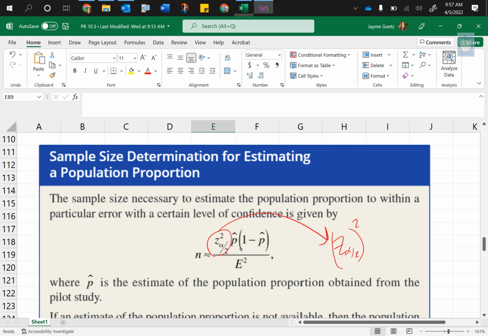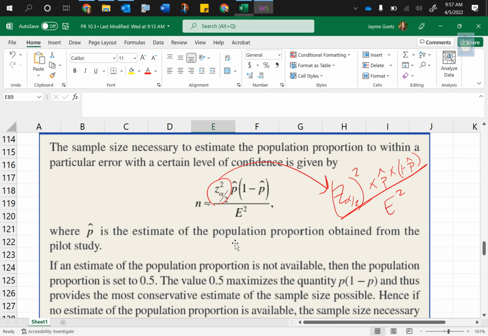Then you're going to multiply it by your p hat. You're going to multiply it by your 1 minus p hat. And you're going to divide it by e squared. What do you think that e stands for? Error, the maximum error that you want. That's how you're going to find the sample size, the minimum sample size needed to get you the information that you need.